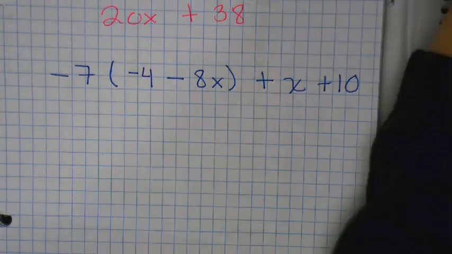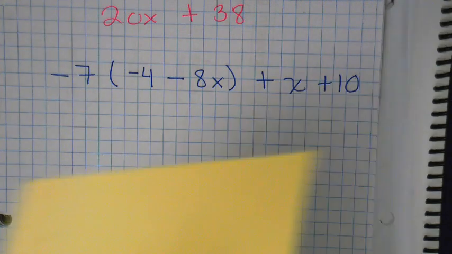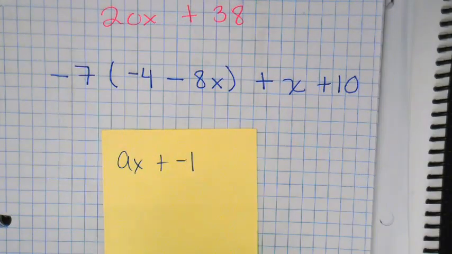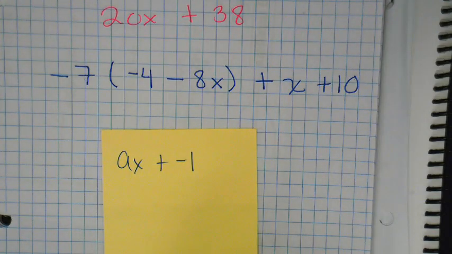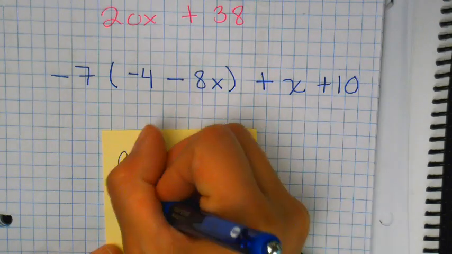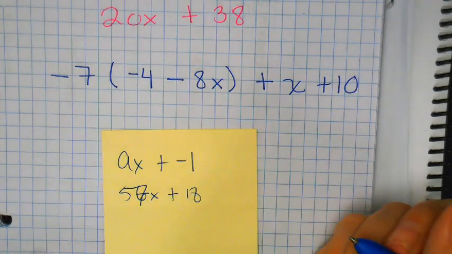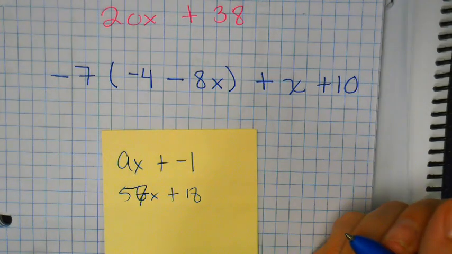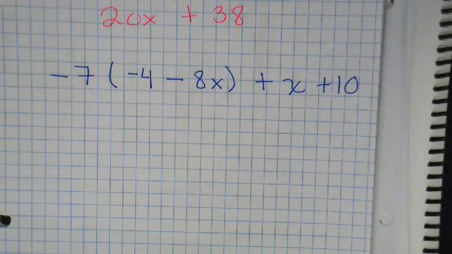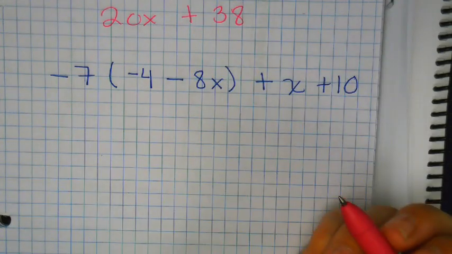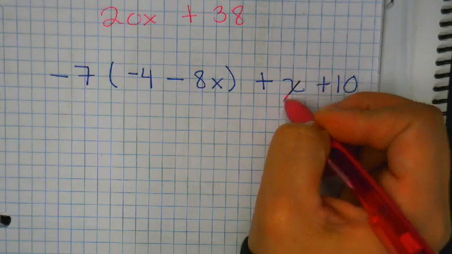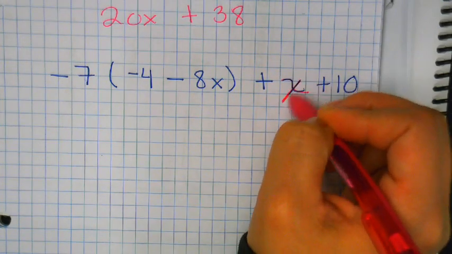Do we have any answers? 9x plus negative 1? I don't know. Anybody else have an answer? 57x plus 18. Anybody else? All right. I don't know, I just made up this problem, so we'll see. Is that a 2 or is that an x? That's an x. Oh, so I was right. That does not look like an x.